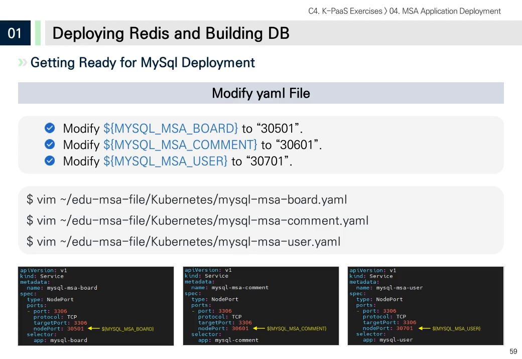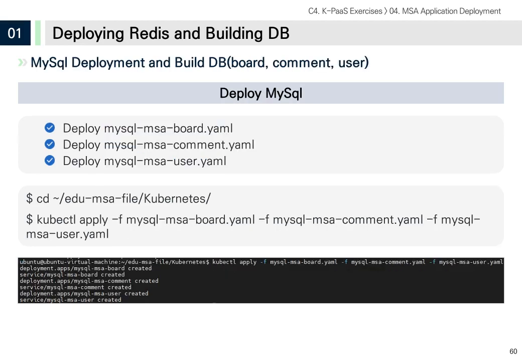To be followed by modifying the YAML file for DB deployment. DB deploys MySQL, and modify the Kubernetes configuration file for DB deployment with Vim editor commands respectively. Modify the node port numbers for accessing the node from the outside as shown: 30501 for boards, 30601 for comments, and 30701 for users. After modifying all the DB configuration files, use the following kubectl command to deploy the DB.